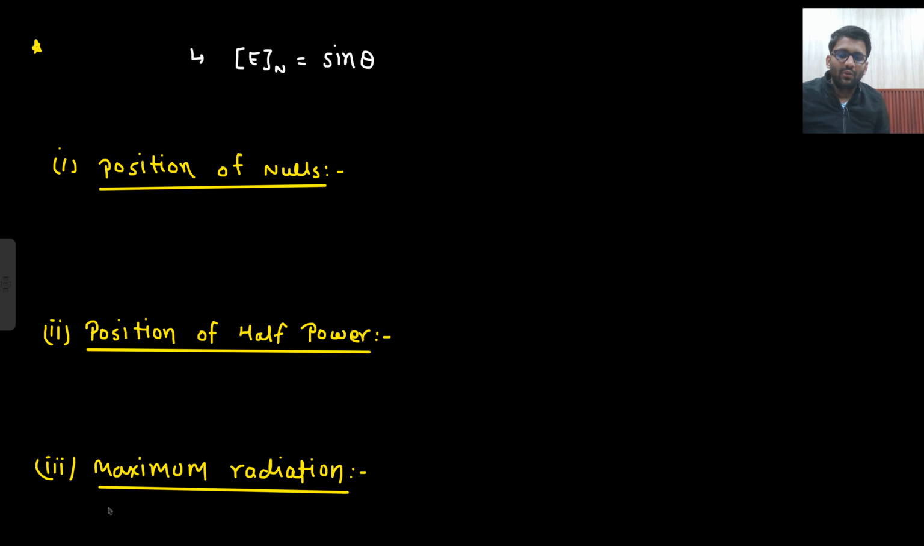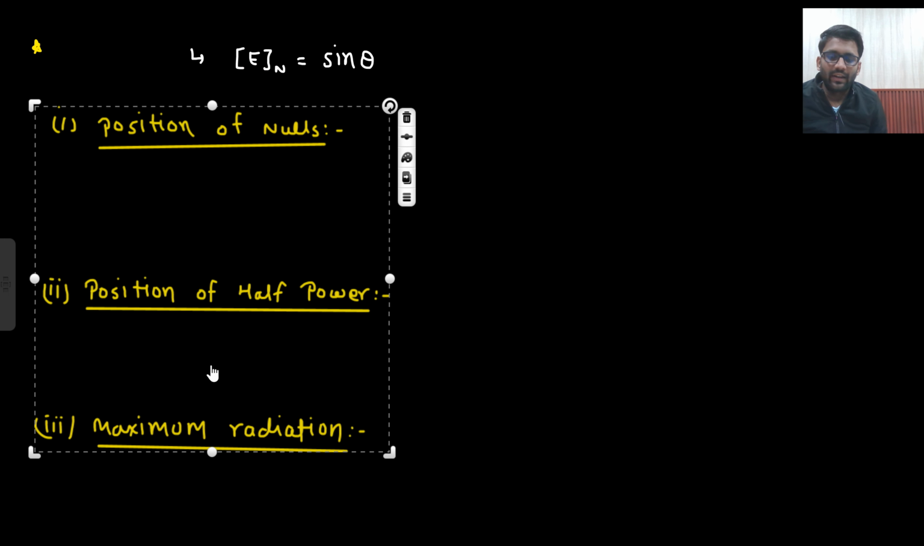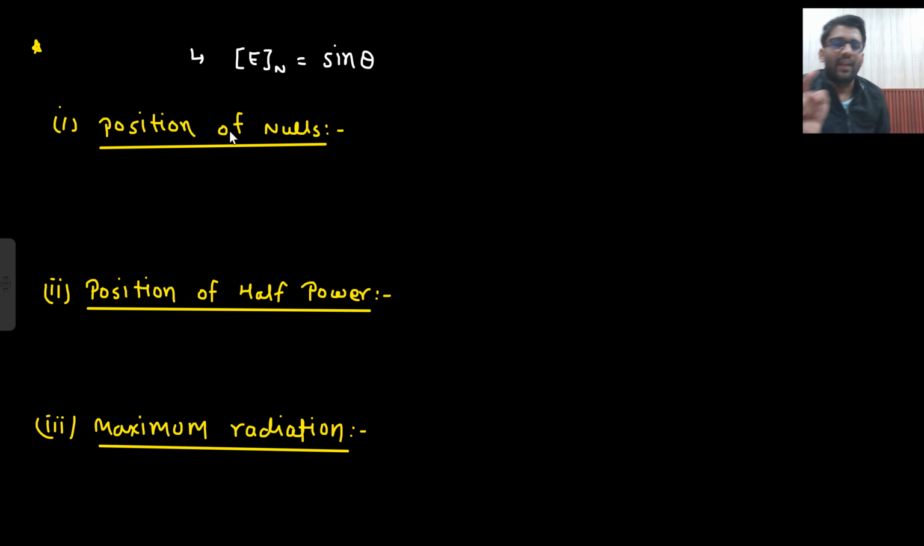So now let's define some parameters. This is my normalized value of electric field. With respect to that, I am defining the position of nulls, the position of half power, and the maximum radiation direction.